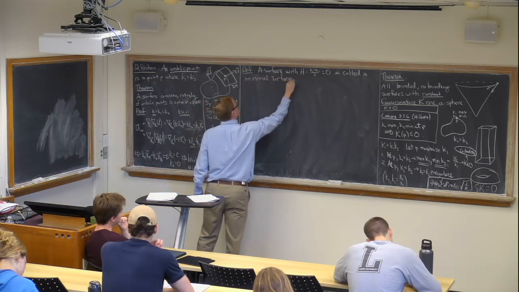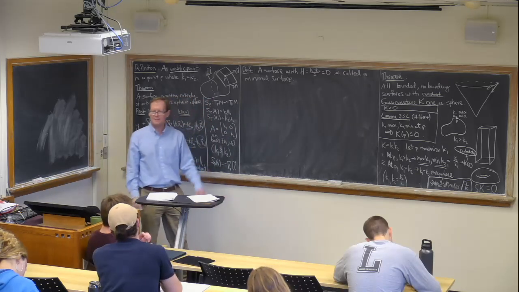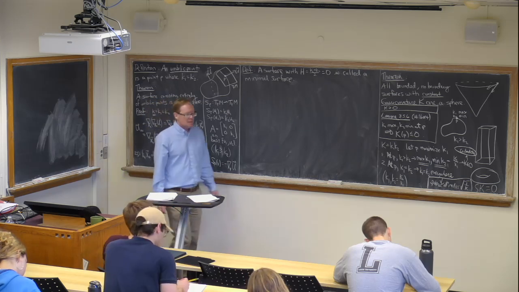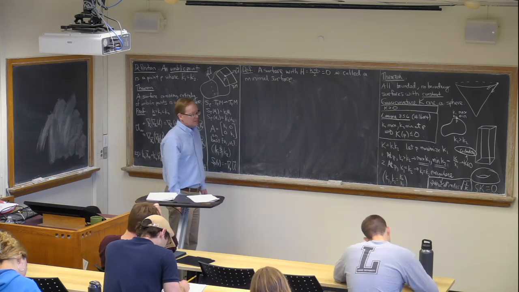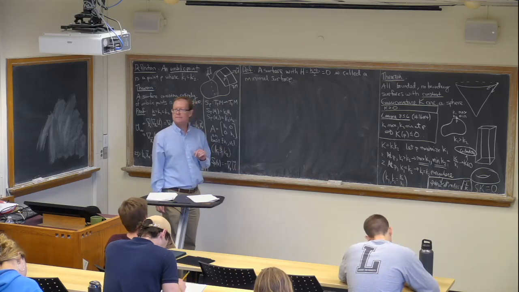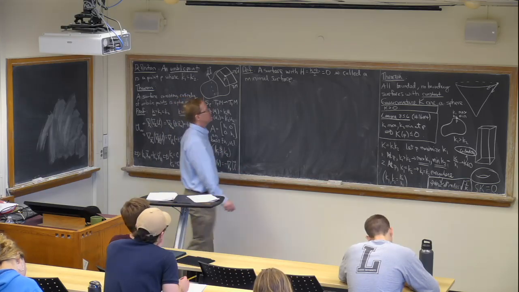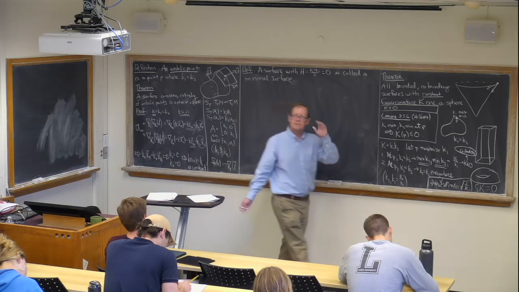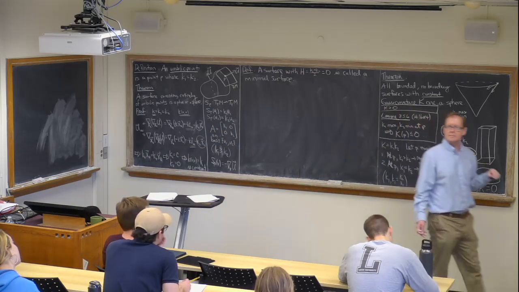Another bad name. Bad name after bad name after bad name. Okay? Now, why do they call it a minimal surface? Well, it turns out that minimal surfaces locally minimize surface area. Okay? So, can you give me an example of a minimal surface? A surface that has (k1 + k2)/2 equal to 0.